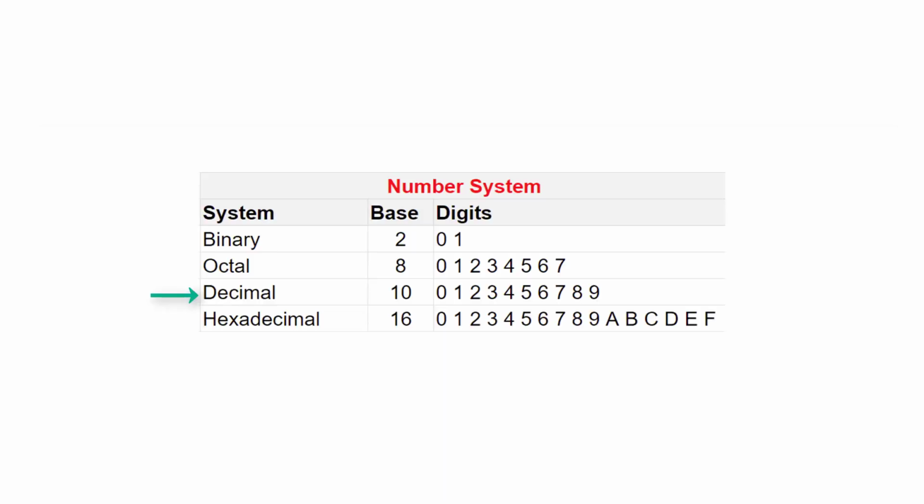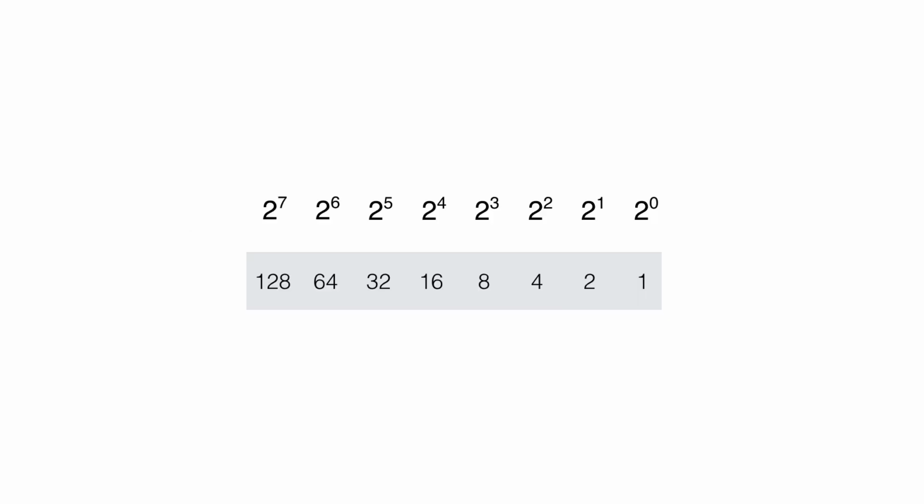In the decimal number system, the base is 10 and it uses 10 digits ranging from 0 to 9 to represent all the numbers. The 10 digits are 0, 1, 2, 3, 4, 5, 6, 7, 8 and 9. Whereas the binary number system has a base of 2 and uses only 2 digits, that is 0 and 1, to represent all the numbers. So let's bring up the binary number system chart.